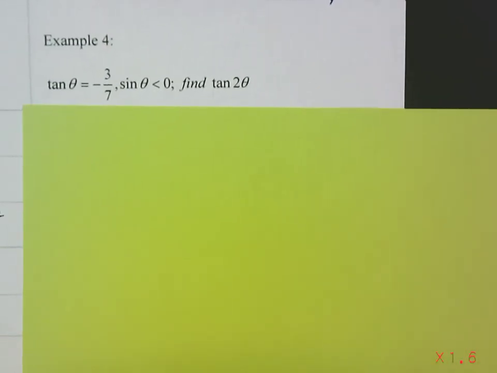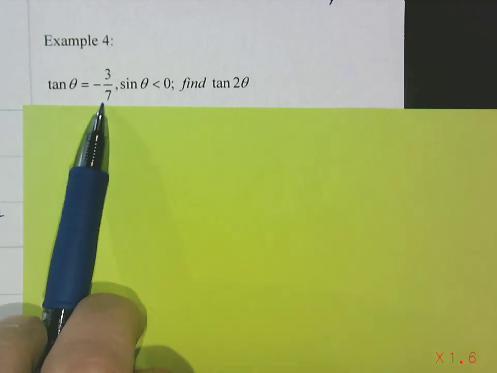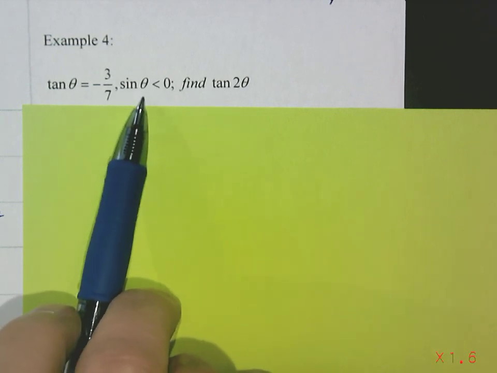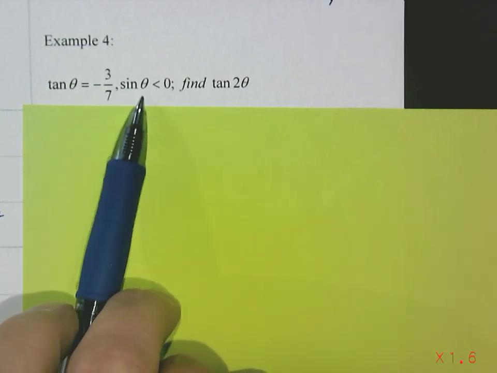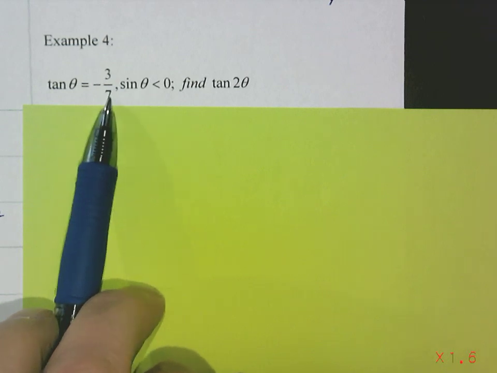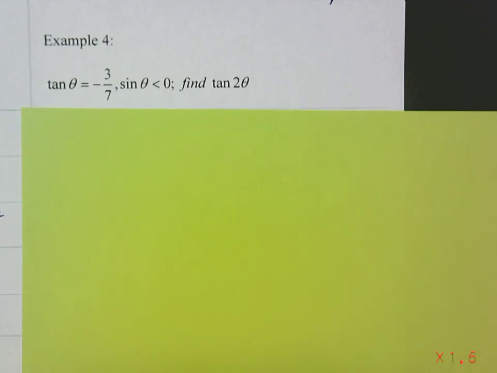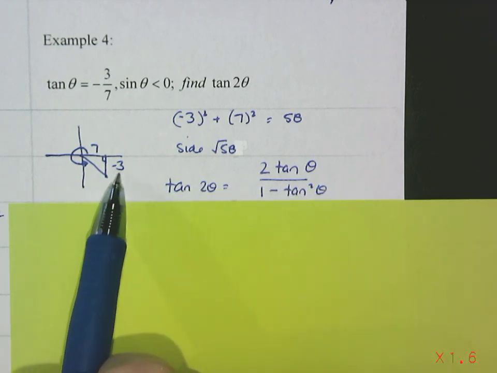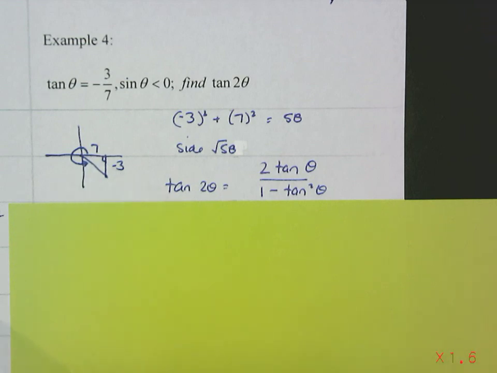My last example on this side of the notes, I'm given tangent and I want to find tangent of 2 theta. So I'm given tangent is negative. It's negative in the second quadrant and the fourth quadrant. This is telling me that sine is negative. Sine is negative in the third quadrant and the fourth quadrant. So this angle has to be drawn in the fourth quadrant. I mark my opposite side -3 and my adjacent side 7. I find my missing side, which is square root of 58.